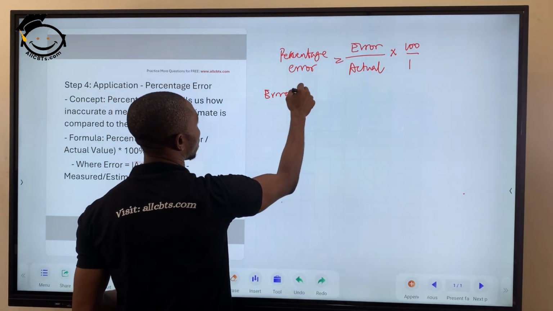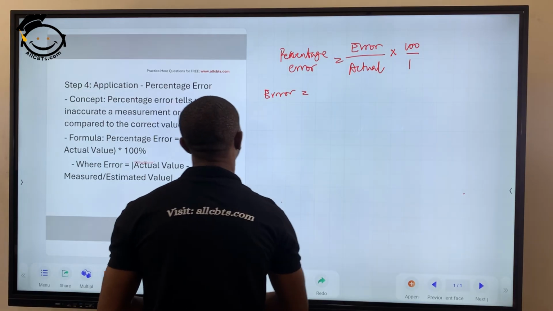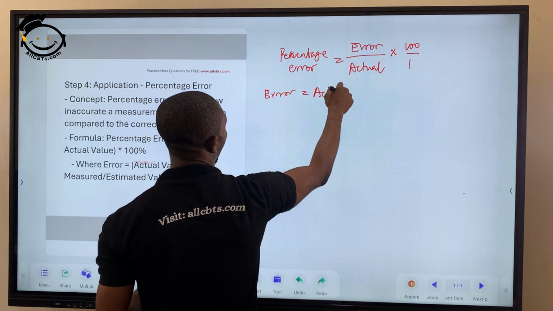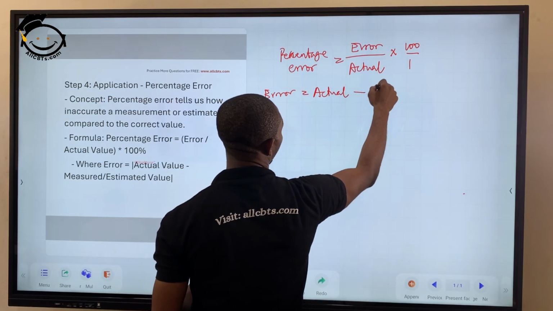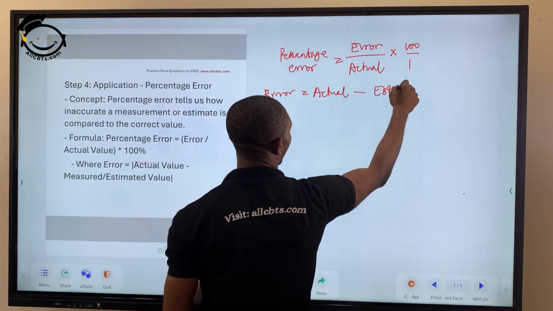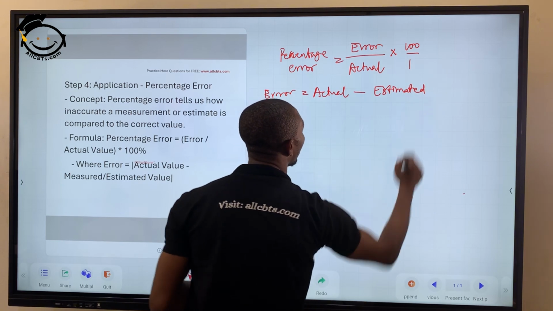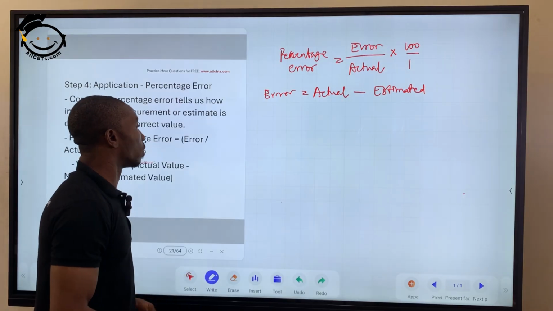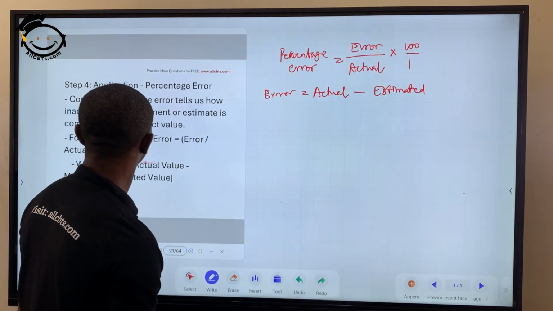Okay, now our error over the actual value times 100 over 1, where our error is calculated as the actual value minus the estimated value. Okay, your error is calculated as your actual value minus the estimated value.